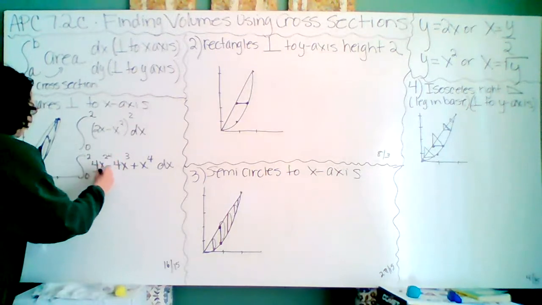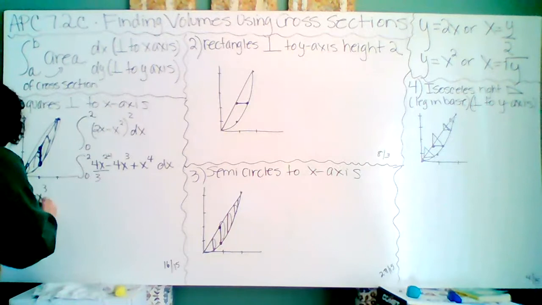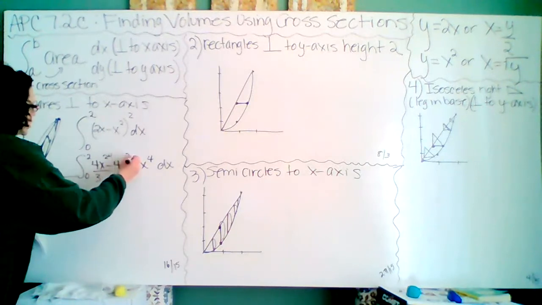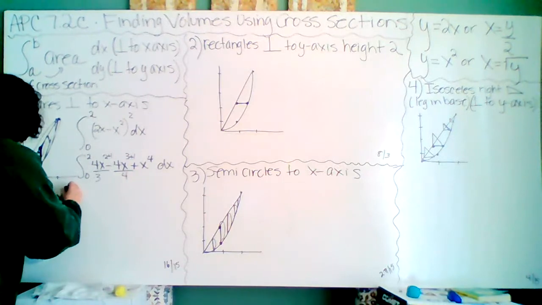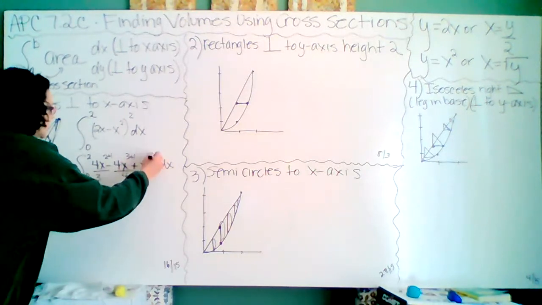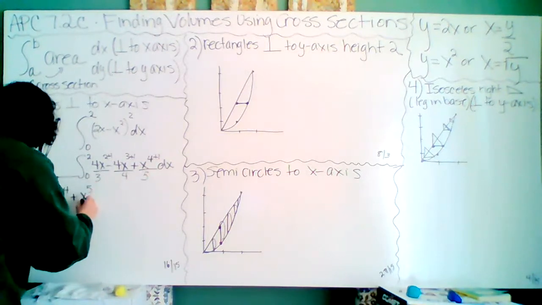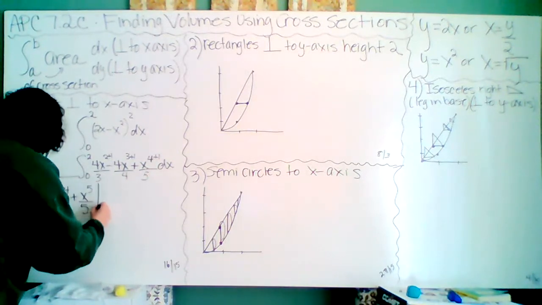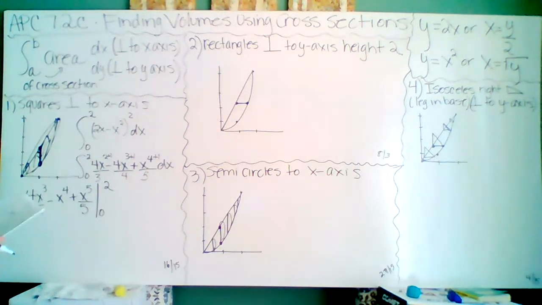Add 1 to the exponent, divide by the new exponent. Add 1 to the exponent, divide by the new exponent. Add 1 to the exponent and divide by the new exponent. Here we go. I'm going to evaluate that from 0 to 2.